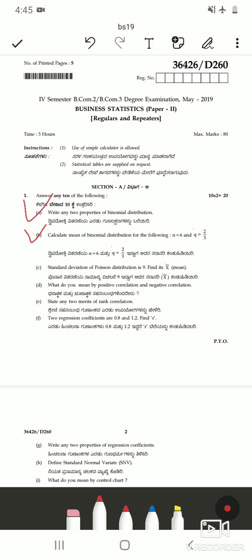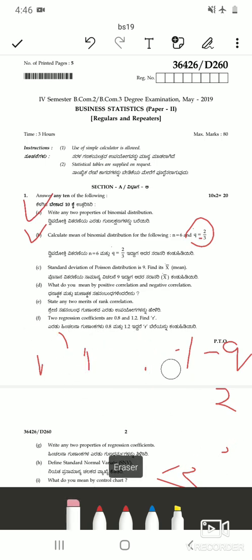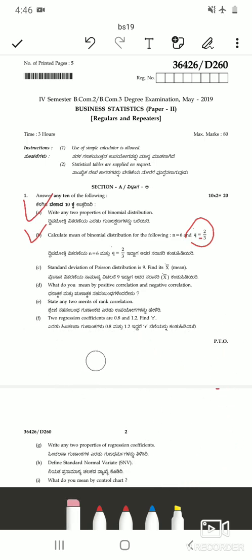The next question is again from first unit, based on binomial distribution. They have asked to calculate the mean of a binomial distribution when n is equal to 6 and q is 2 by 3. So mean of binomial distribution is n into p. Here they have given q instead of p, so don't take this as p. We know p is equal to 1 minus q. In place of q substitute 1 minus 2 by 3. So your p will be 1 by 3 or 0.33. Now multiply with n, you will get the answer of mean. So a simple question again.